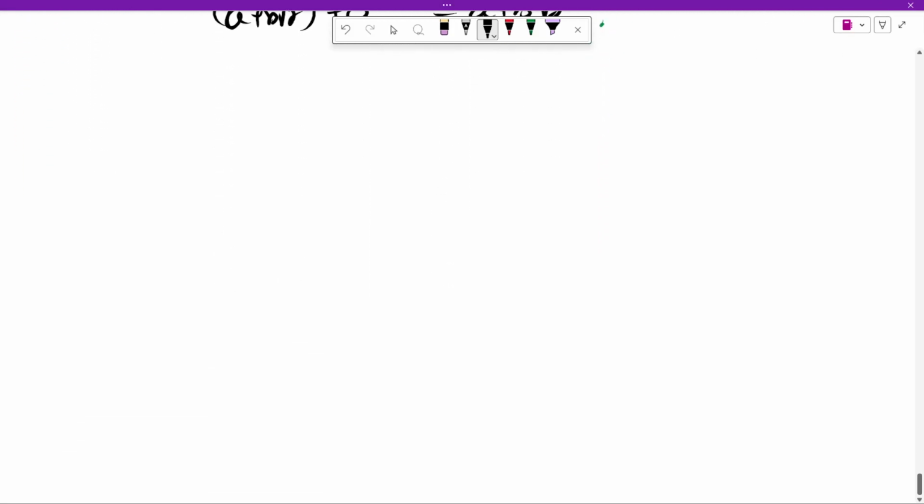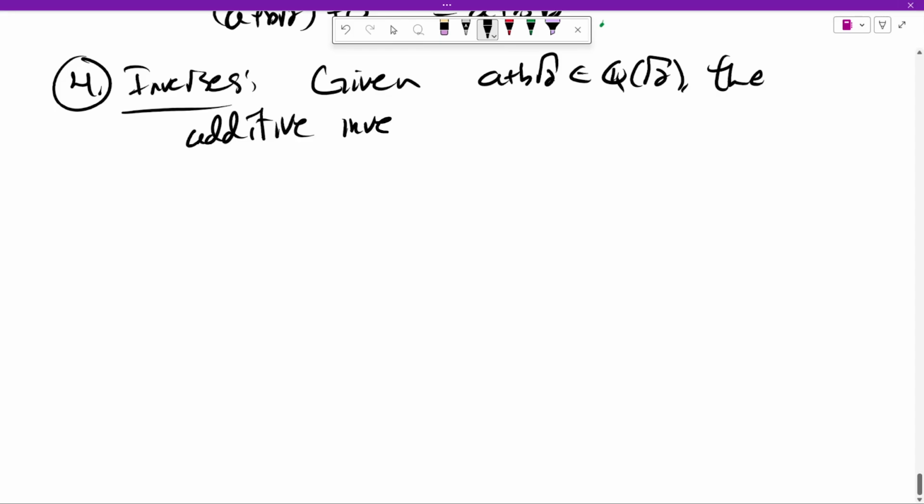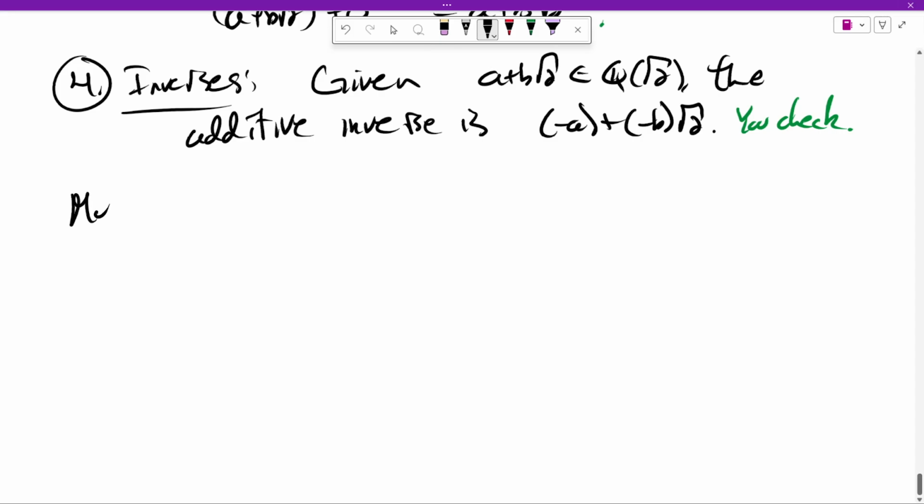What about inverses? All right. So given a plus b root 2 in q adjoin root 2, the additive inverse is what you would expect it to be. It's negative a plus negative b root 2. You check. It's not hard, I promise. And then we have to go to the multiplicative properties.